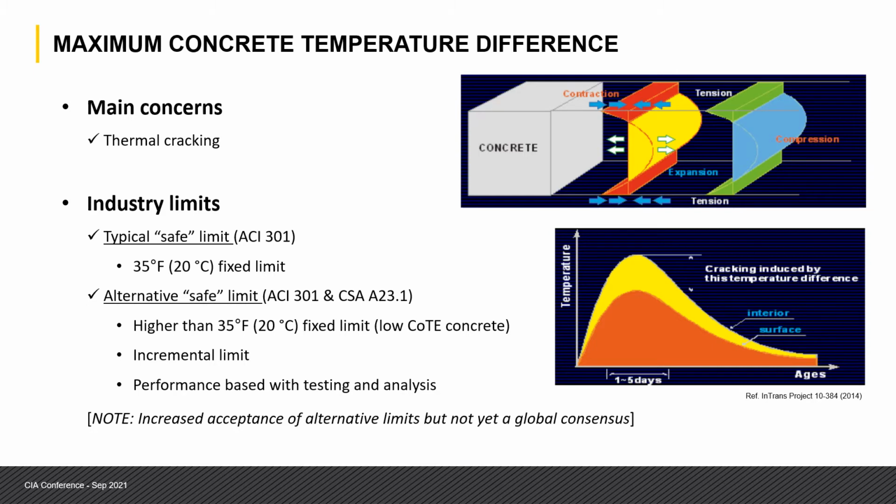And the industry limit that you see around is typically the 20 degrees Celsius limit. It's a fixed limit. So regardless of the concrete's development of properties, the concrete's ability to resist the temperature differentials is 20 degrees Celsius. Now, ACI 301 and the Canadian standards recognize that you can implement different temperature difference limits. In Canadian standards especially, we recognize the ability of the concrete to tolerate different temperature differentials depending on the properties of the concrete. Sometimes it's allowed to go by incremental limits.